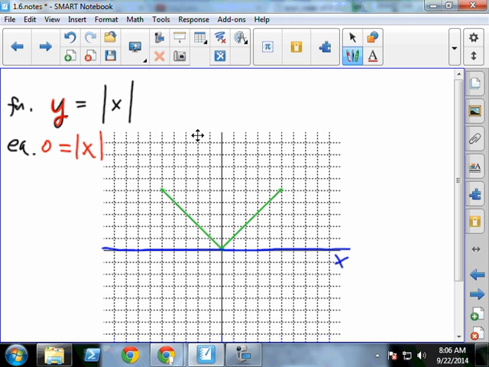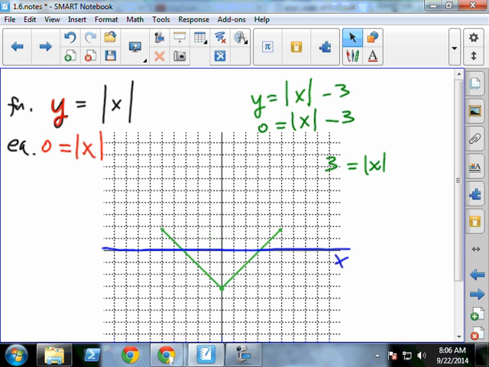Let's suppose we had something like this. Suppose we had y equals the absolute value of x minus 3. If we made that an equation, what we would have is 0 equals the absolute value of x minus 3, which means that the absolute value of x would equal 3. And the graph of it looks like this, and the graph intersects at positive 3 and negative 3, and those are the solutions of the equation.